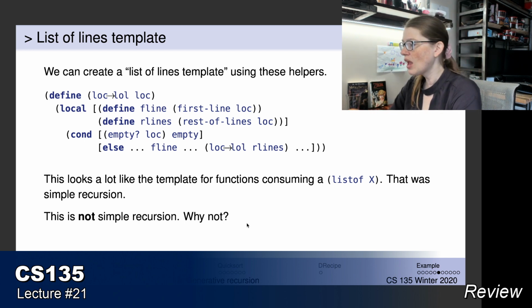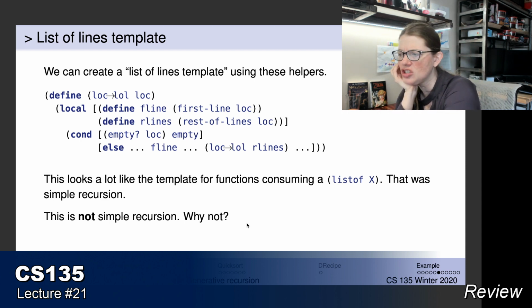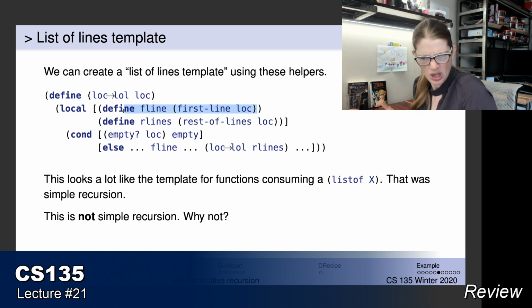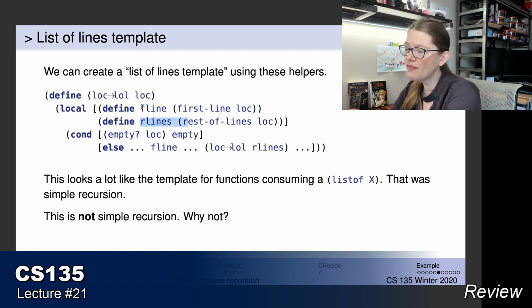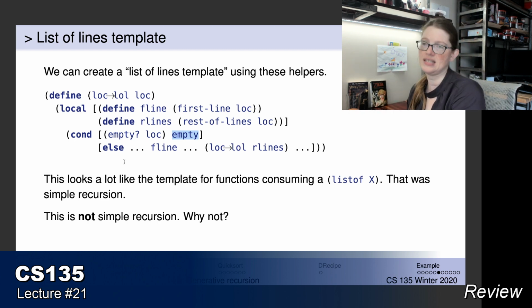So what are we going to do then? Well, we have this high-level template, this high-level data definition. We can make a template for it. So we could say, okay, well, we're going to say that the first line is equal to, we've got some local definitions here, which I kind of feel are totally unnecessary, but that's up to you. And then we've defined this is the first line of our list of lines, and this is the rest of the lines from our list of lines. And then, hey, this looks like a simple recursive template because we've got if the list is empty, empty. Otherwise, do something with the first line and call this template on the rest of the lines.